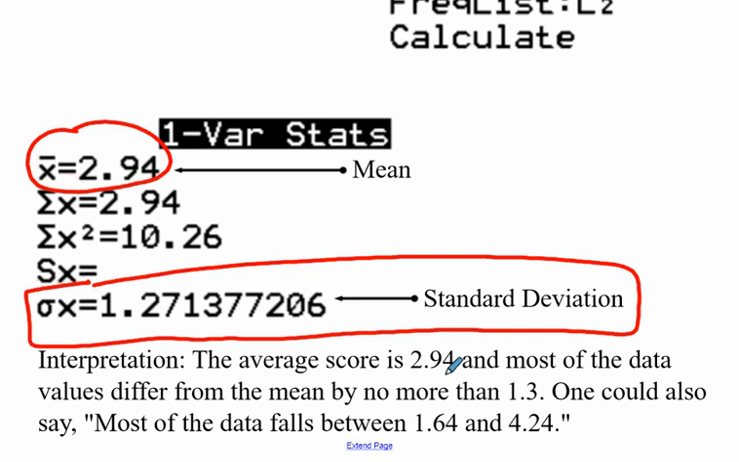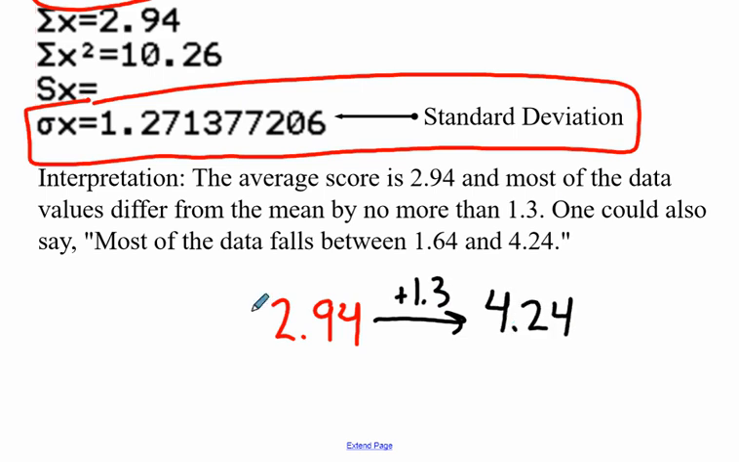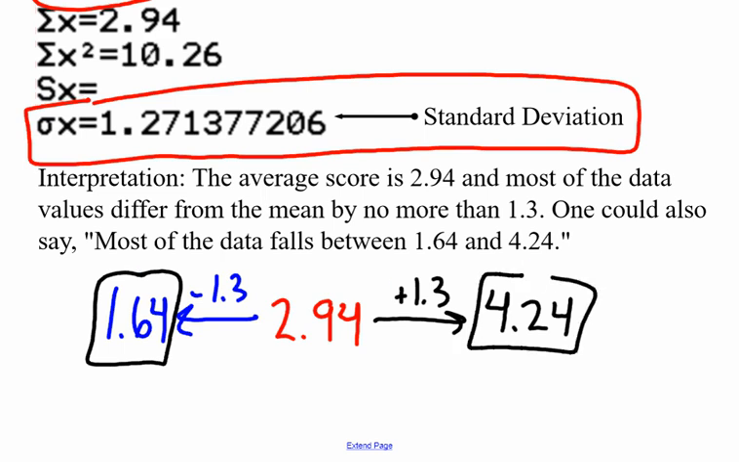We could also say this, most of the data falls between 1.64 and 4.24. This is how I got that. I know the average score is 2.94, and I know the standard deviation is 1.3. So I went 1.3 above and got 4.24, and then I went 1.3 below by subtracting 1.3, and I got 1.64, and then I know that most of the data is going to occur in between those two values. That's the benefit of the standard deviation. It gives me a range of values where most of the data is going to occur.